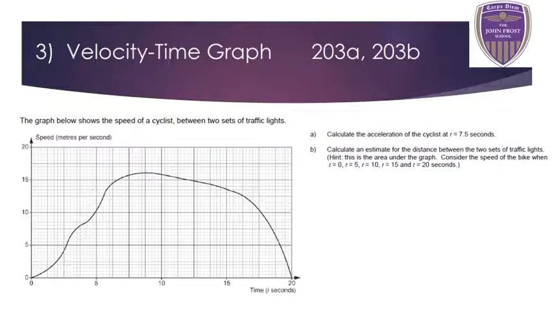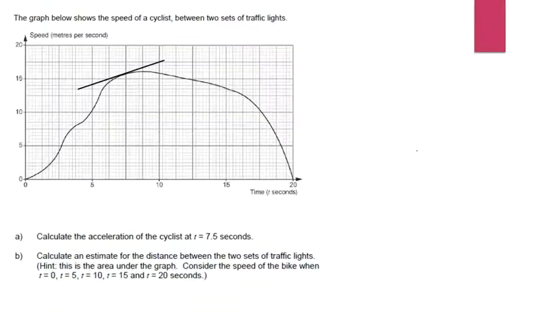Okay, a velocity time graph then. So this one shows the speed of a cyclist between 2 sets of traffic lights. So speed going up, and then he starts slowing down until he hits the traffic lights and stops. We're being asked to calculate the acceleration of the cyclist at t equals 7.5. So first of all, we need to find where t equals 7.5.